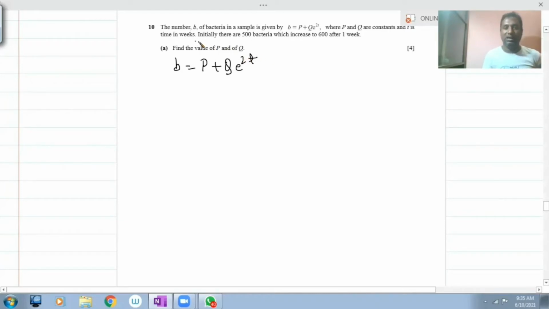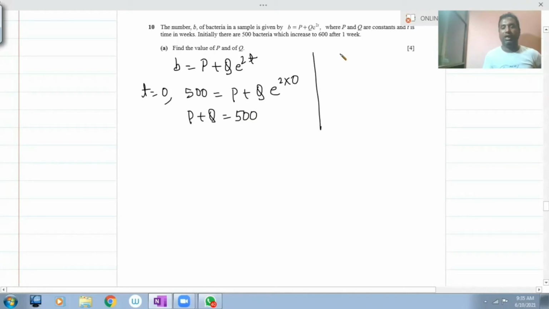So initially there are 500 bacteria. Initially means t equals 0. So at t equals 0 there are 500 bacteria. B is the number of bacteria, t is time. So instead of B, let me write here 500, equals P plus Q e to the power 2 times 0. So P plus Q equals 500.